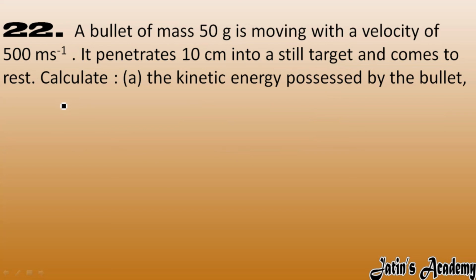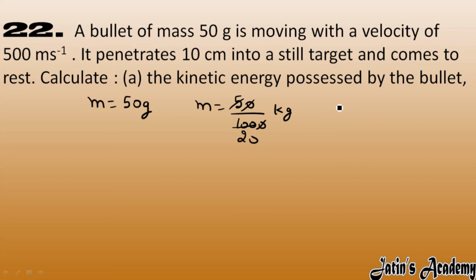So first, calculate the kinetic energy. The mass of the bullet is given as 50 gram. Let's convert it into kilogram. We have to divide it by 1000. So dividing by 1000, we get 1 by 20 kilogram. So the mass value is 1 by 20 kilogram.